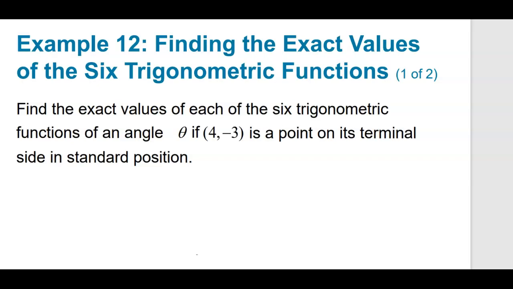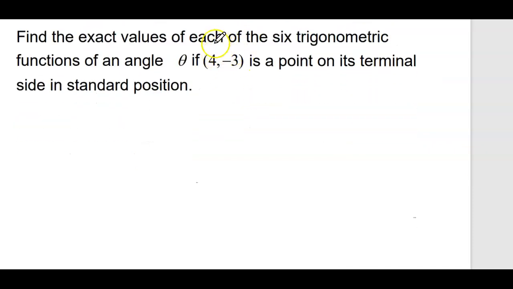So find the exact value of each of the 6 trigonometric functions of an angle, theta, if (4, -3) is a point on the terminal side in standard position. Okay, so I have x equals 4, y equals -3. Now the first thing I want to do is find r. So here's what I'm going to use. If I do x squared plus y squared equals r squared, and I allow x to be 4, so that's 4 squared, y is -3, so that's (-3) squared, equals r squared.